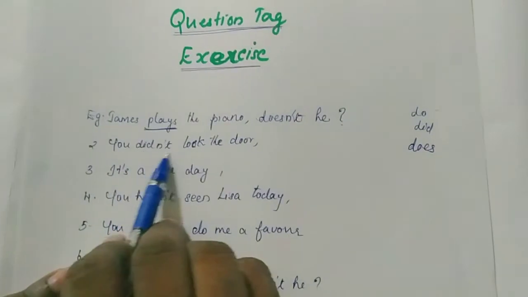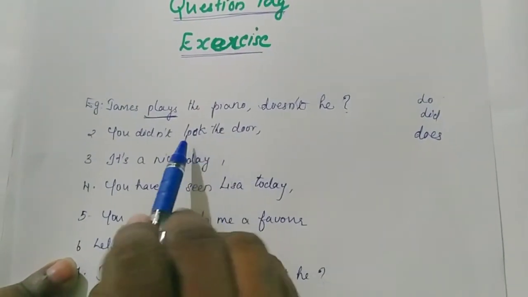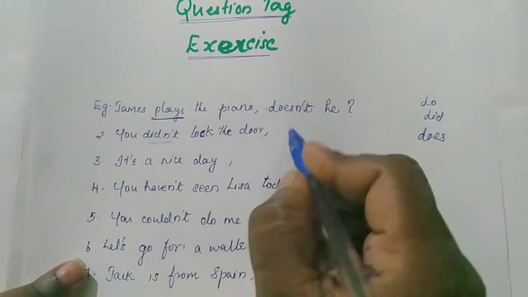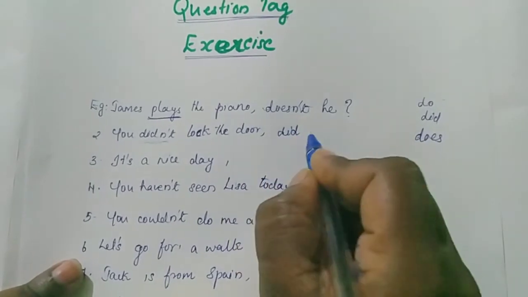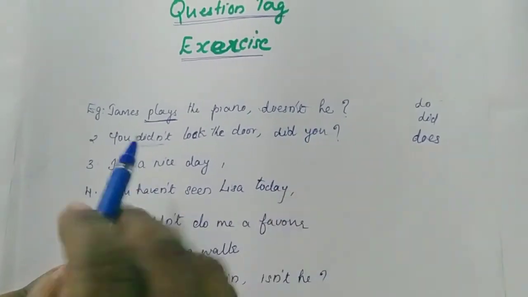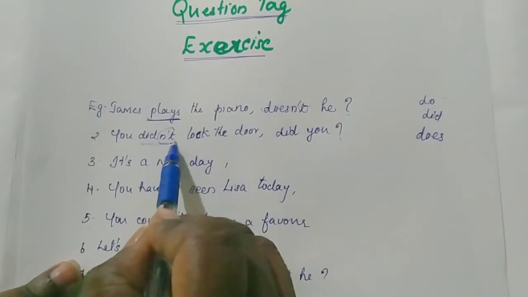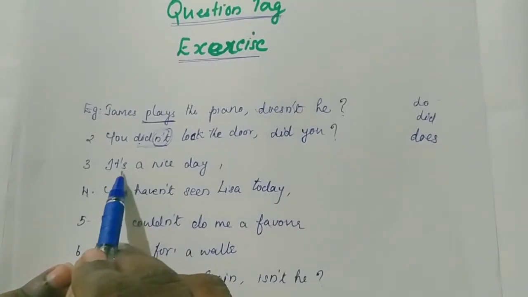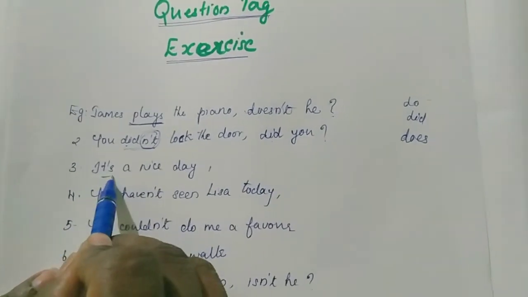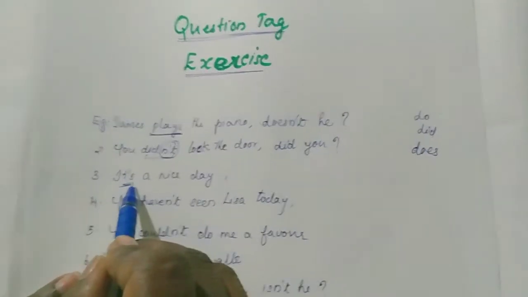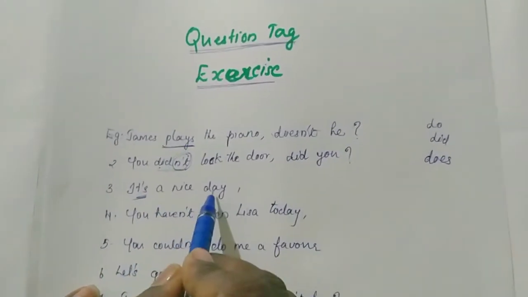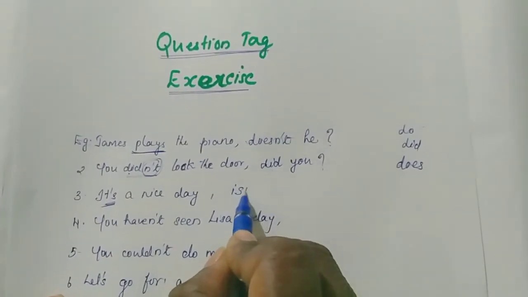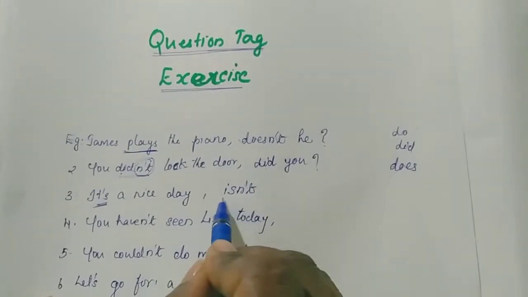You didn't lock the door. Here, what is the auxiliary form? Didn't. So this is a negative form. We have to remove this not and write did. Did you? It is a nice day. What is the auxiliary form? Is. This is a positive statement. So to make a negative, what to do? We should add not with this auxiliary form.